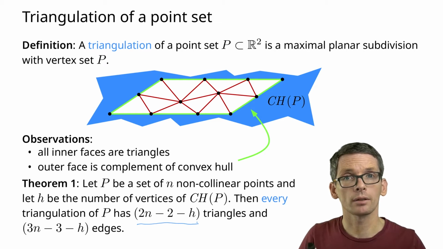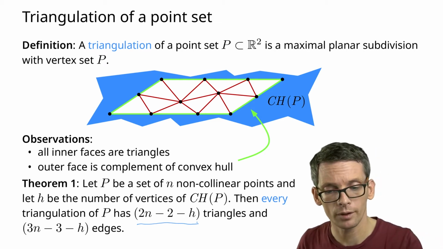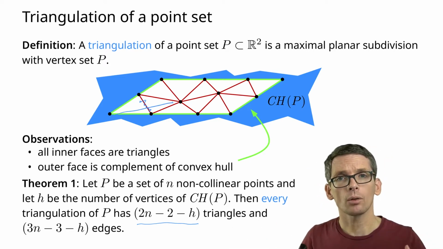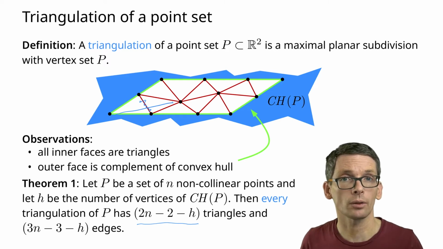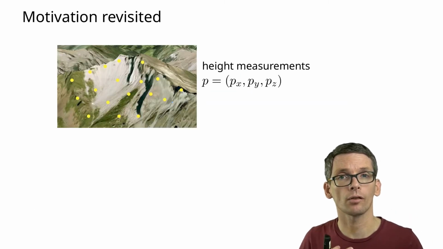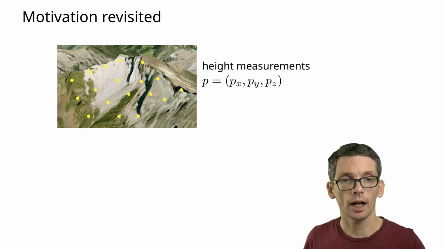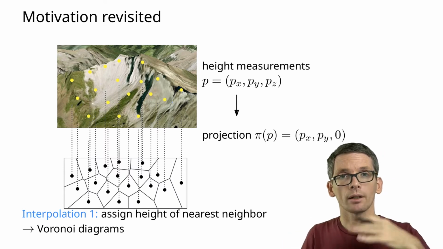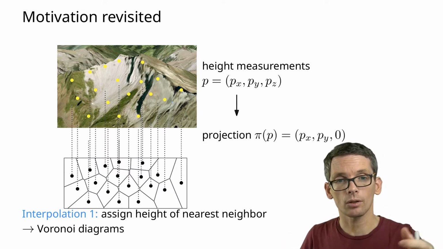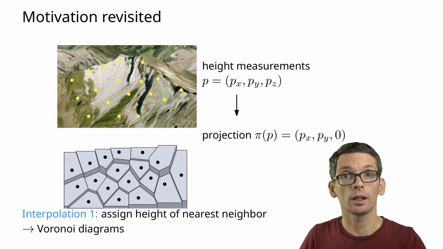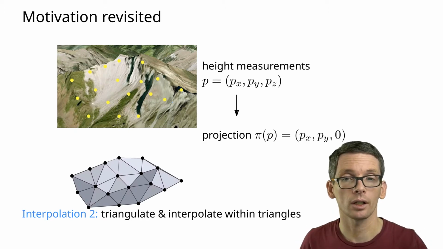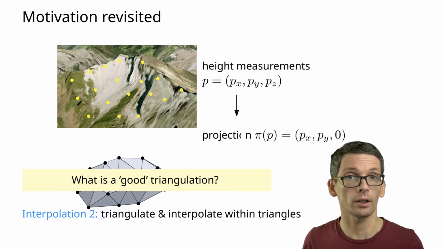Now, given a point set, there's of course many ways to triangulate them. So instead of this edge, I could have used this edge, and so on. So how do we decide which triangulation we actually would like to have? For this, we go back to the motivation of spatial interpolation. So here we had height measurements, we projected them down to the plane. A simple way to get interpolations was using the Voronoi diagram. This is not what we want to do now, but what we want to do now is use a triangulation of the point set, and in that way get continuous heights in the plane. And the question that we're asking is, what is a good triangulation?